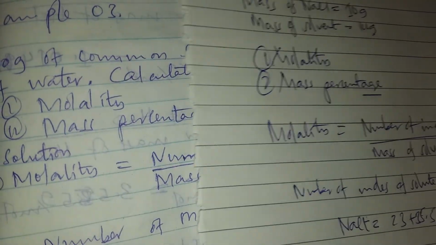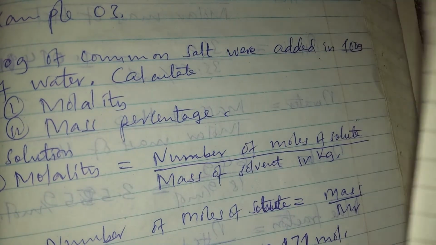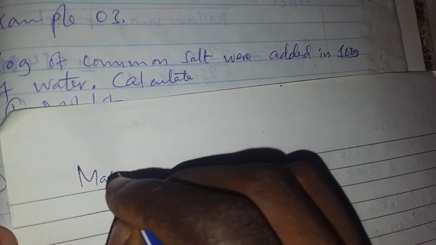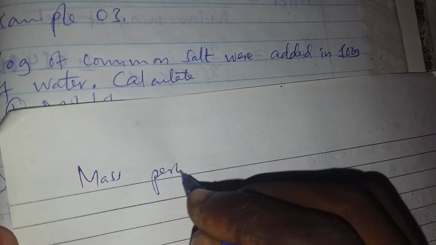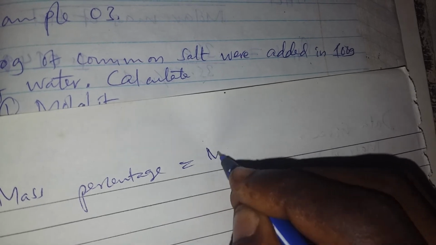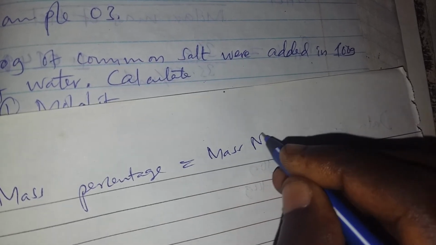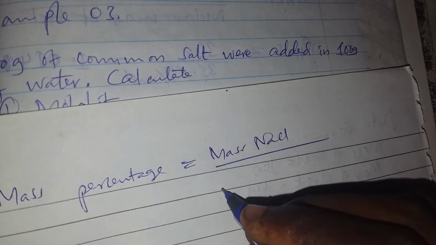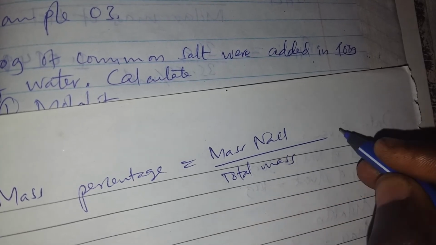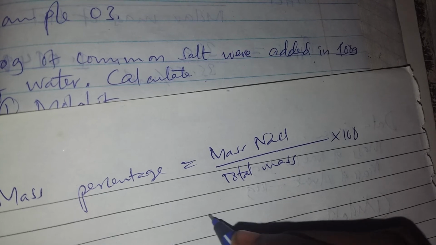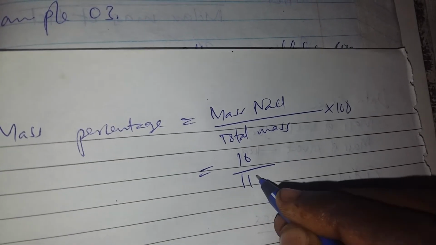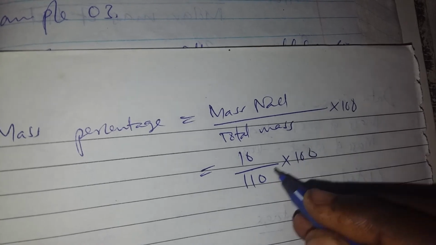Then our second question is to calculate mass percentage. Mass percentage here is very easy. Mass percentage is equal to the mass of sodium chloride divided by the total mass times 100. That is equal to 10 divided by 110 times 100.